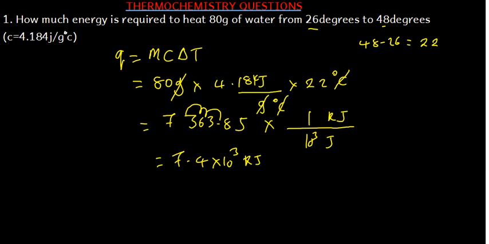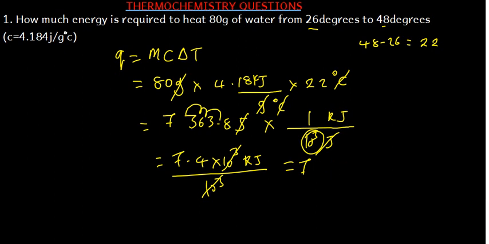Kilojoules. Now there is also this one. So notice that the joule and the joule are going to cancel, and then we are dividing by 10 to the power 3, so the 10 to the power 3 cancels out. So that would be just 7.4 kilojoules.